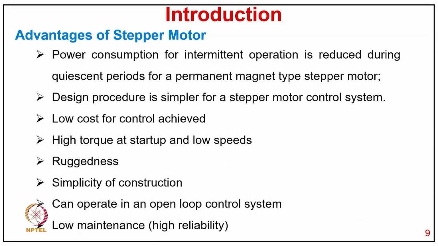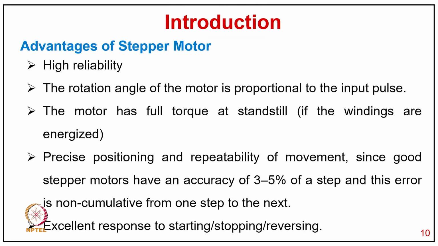Then power consumption for intermittent operation is reduced during quiescent periods for a permanent magnet type of stepper motor, and the design procedure is simple for a step motor control system. Low cost for control is achieved, and there is high torque at start and low speed, ruggedness, simplicity of construction, the ability to operate in an open loop control system, low maintenance, and high reliability.